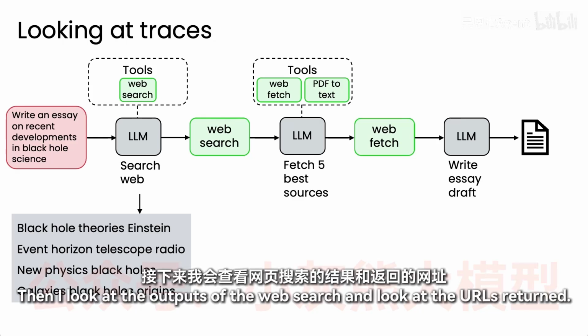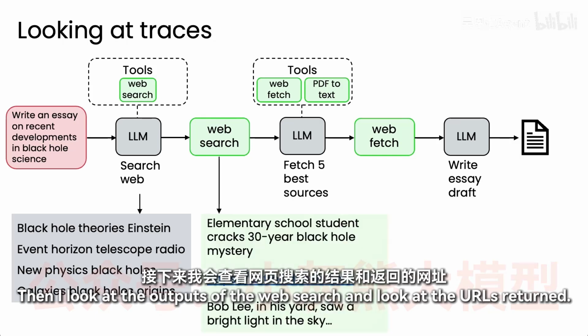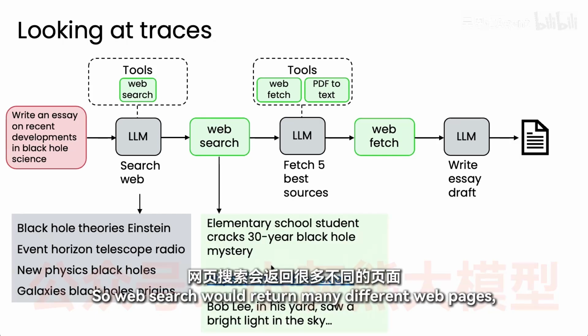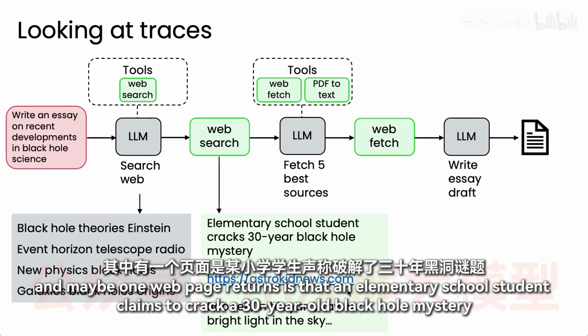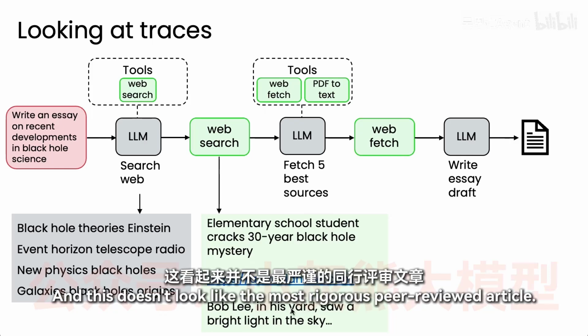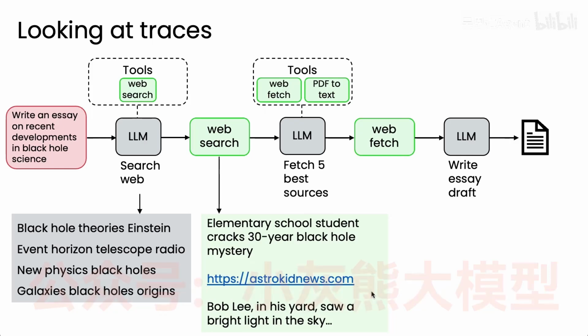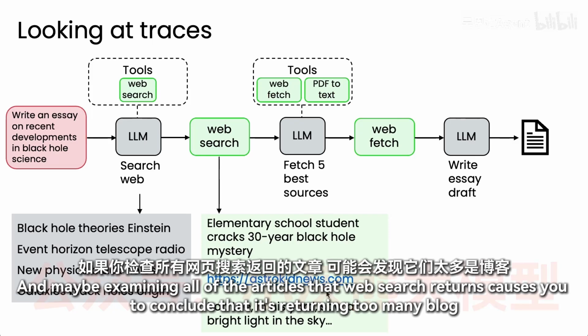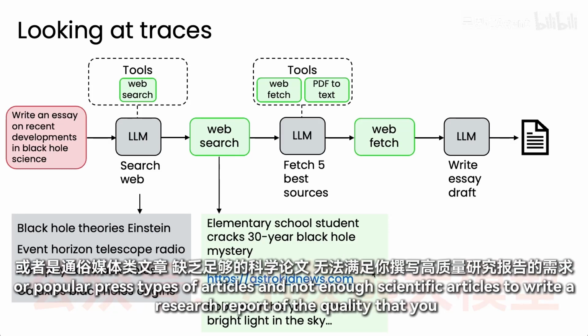Then I look at the outputs of the web search and look at the URLs returned. Web search would return many different web pages, and maybe one web page it returns is that an elementary school student claims to crack a 30-year-old black hole mystery, from Astro Kid News. And this doesn't look like the most rigorous peer-reviewed article. And maybe examining all of the articles that web search returns causes you to conclude that it's returning too many blog or popular press types of articles and not enough scientific articles to write a research report of the quality that you are looking for.